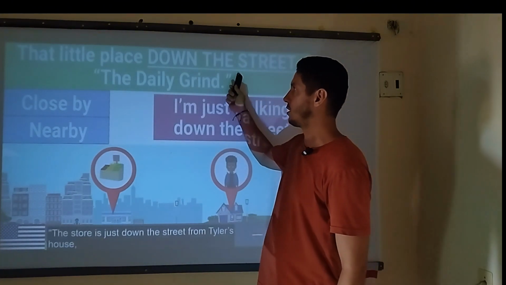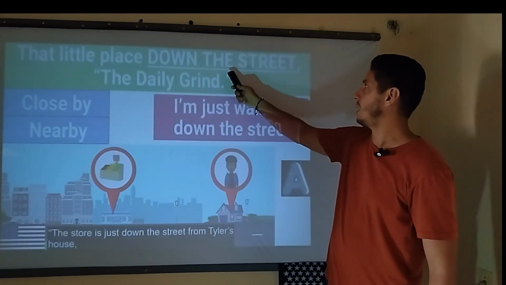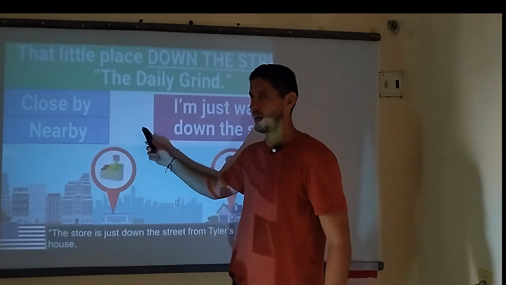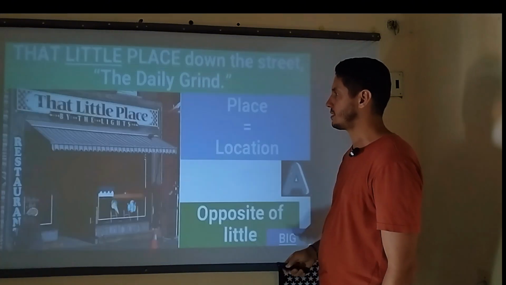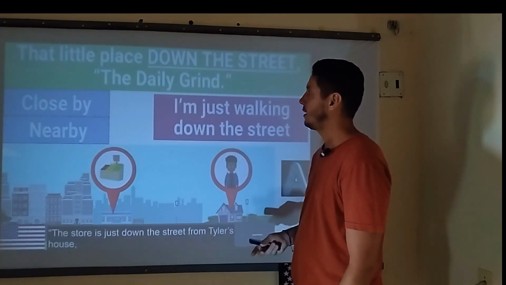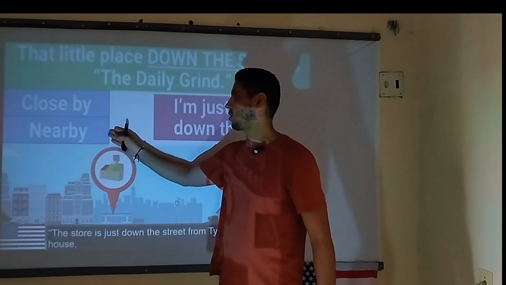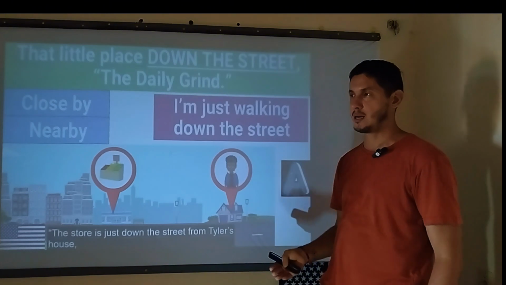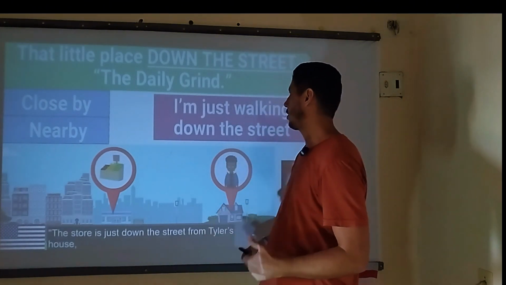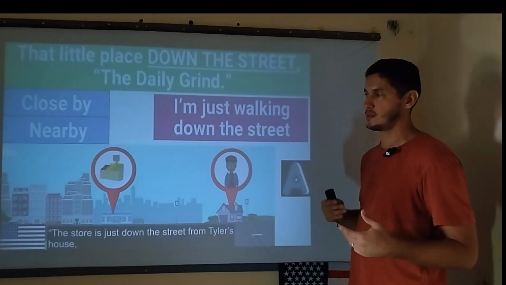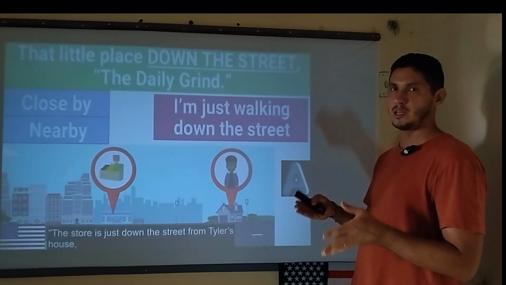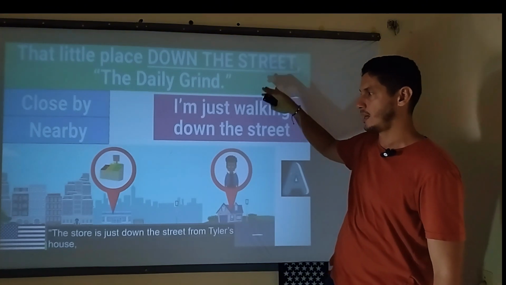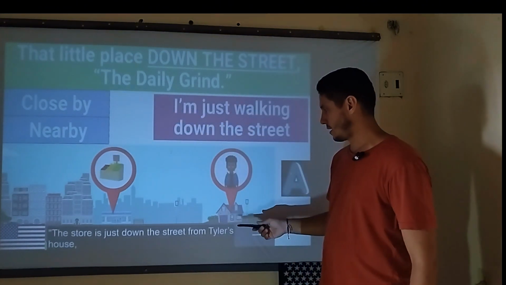In the dialogue we have here in the first sentence, down the street doesn't mean that I'm walking down the street. It means that the daily grind, the place I'm heading out to grab a coffee, is just close by or nearby. It's not far away. I don't have to drive there. I don't have to take a bus. I can go by foot. I'm just walking down the street means that I'm just walking. It doesn't mean that I'm going downhill, but in our phrase here, it means that it's close by.